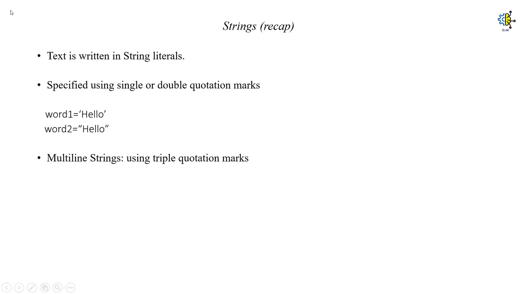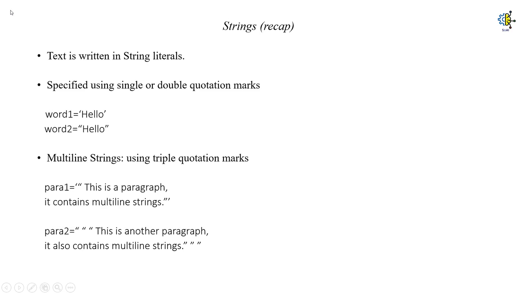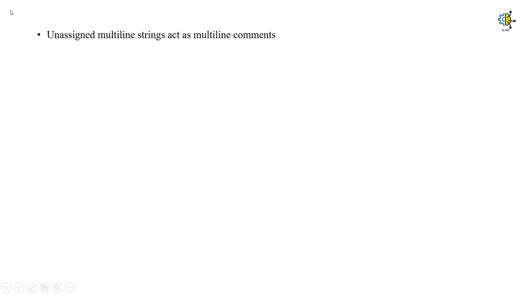We know that multi-line strings are specified using triple quotation marks. This can be done with the help of 3 single quotation marks like in this example, or with the help of 3 double quotation marks like in this example. We also know from a previous video that unassigned multi-line strings act as multi-line comments in Python, which means that this example, which is not assigned to a specific variable, will act as a non-executable statement in your code, or simply as a multi-line comment.